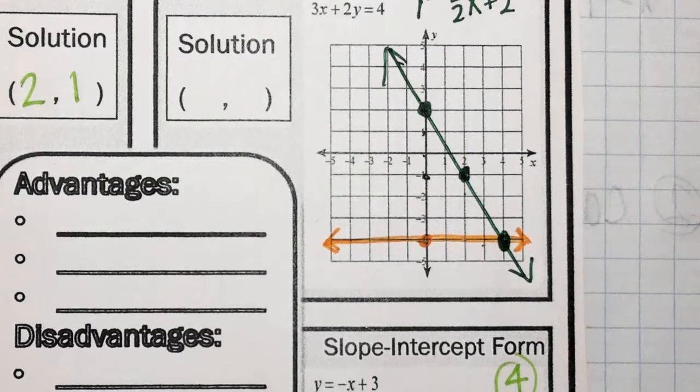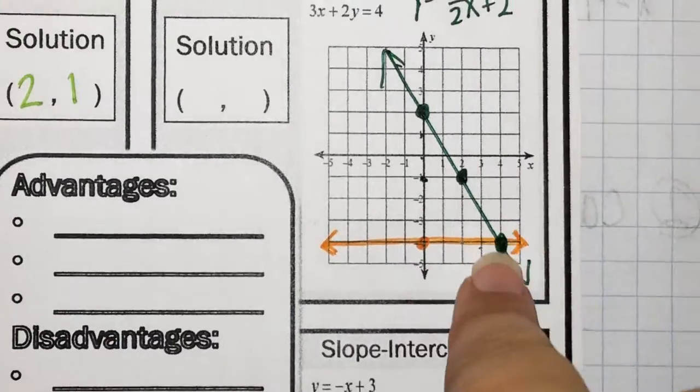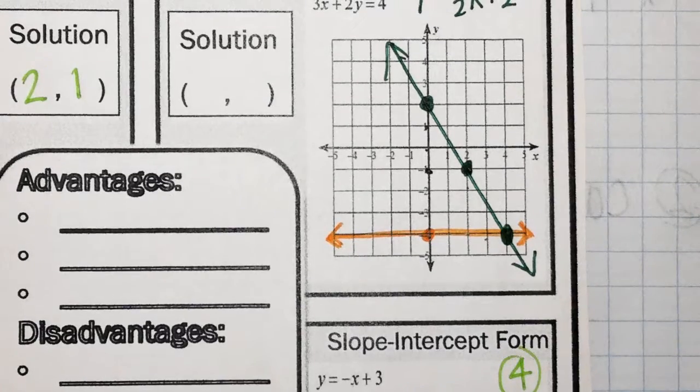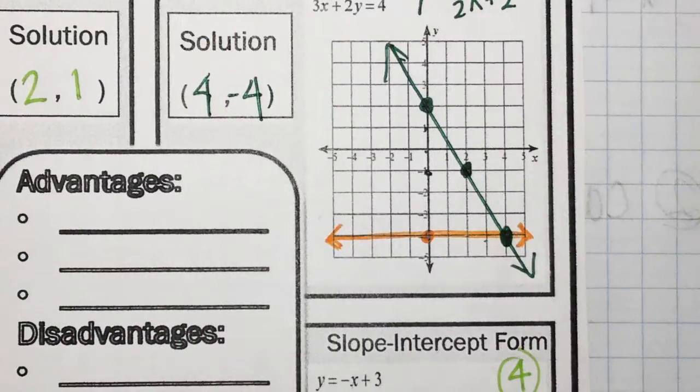Now, does this have one solution, no solution, or infinite solutions? Baby, it's not the same line. It's one solution. And what's our solution? 4, negative 4. C. If you said 4, negative 4, give your team a point.